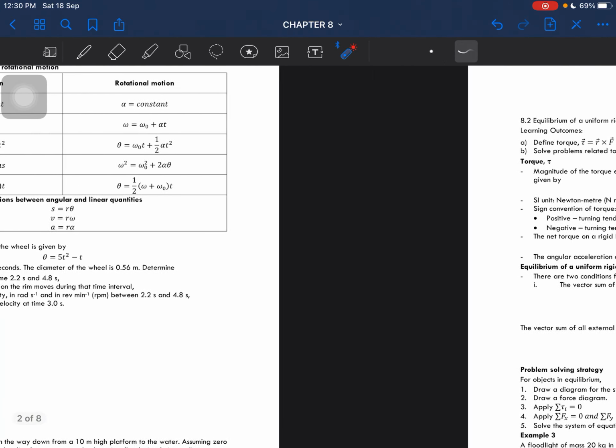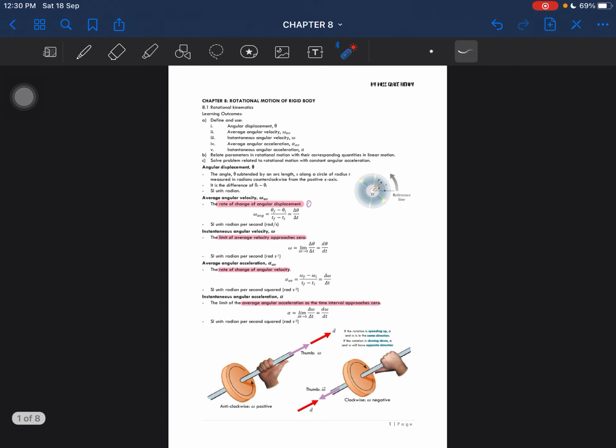Right, so that is basically the theory part for subtopic 8.1, which is on rotational kinematics.